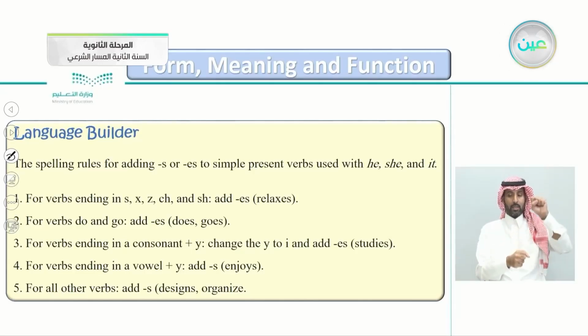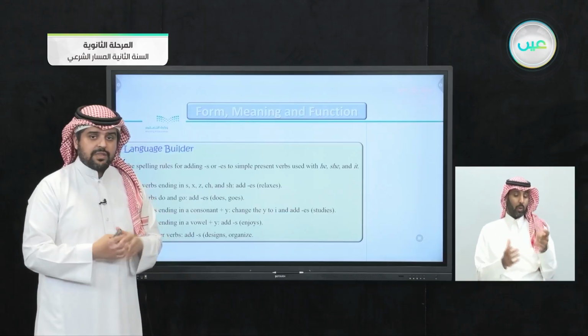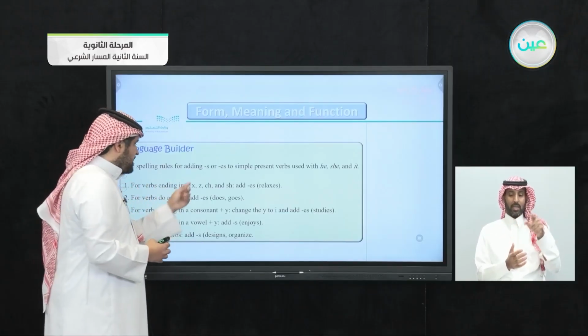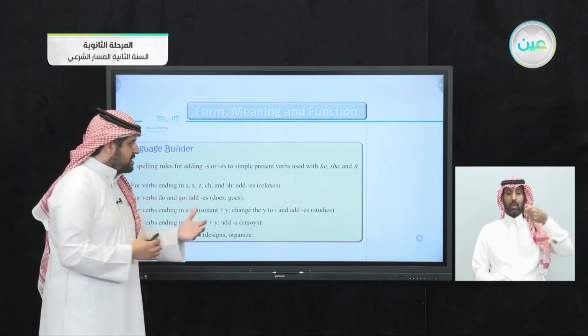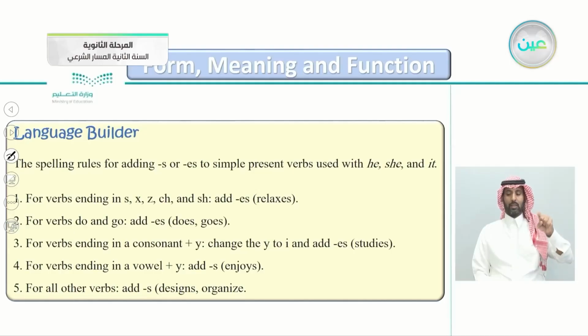Number one, for verbs ending in s, x, z, ch, and sh, we add es. For example, relaxes. Again, verbs ending in s, x, z, ch, and sh, we add es, like relaxes and boxes and so on.